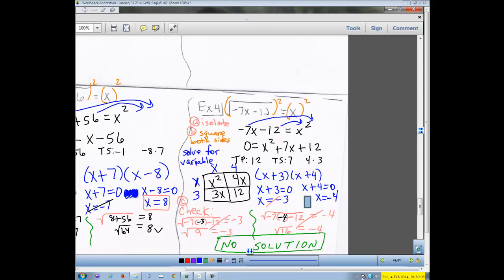Therefore, I have no solution. This concludes flap 4 of the foldable.